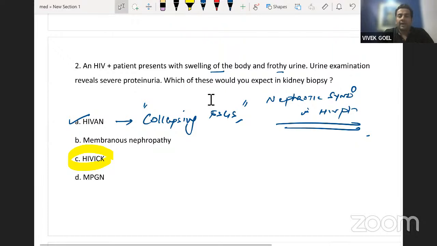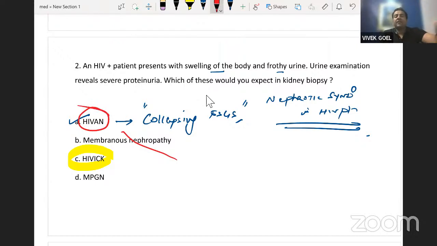HIVIC is by far the most common kidney biopsy finding in HIV patients right now after the advent of antiretroviral therapy. Before ART came into existence, it was HIVAN which was most common. And still today it is in the African countries. But in the non-African countries, after the advent of antiretroviral therapy, it is the immune complex kidney disease which has become the most common option.